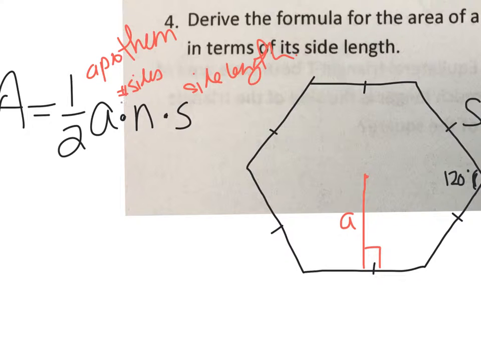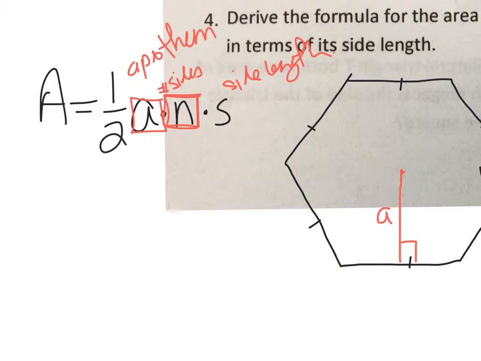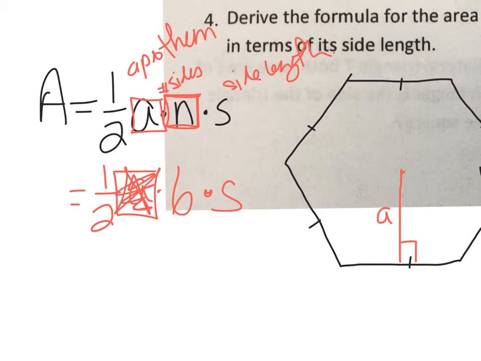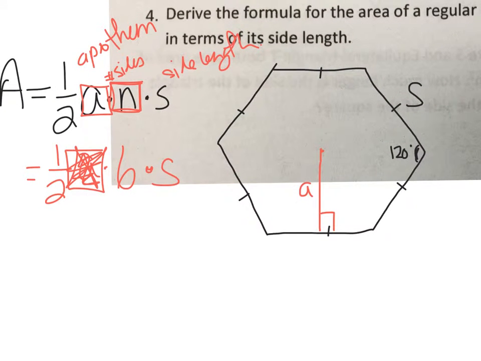So in other words, we don't want to have an A in our equation, nor do we want to have an N. We only want to have an equation with just S, the side length. Which isn't bad. We know N, how many sides does a hexagon have, is 6. But we have to figure out something to do with this apothem. This is the hardest part here, trying to figure out a way to substitute in for the apothem. Now one way is using trig.